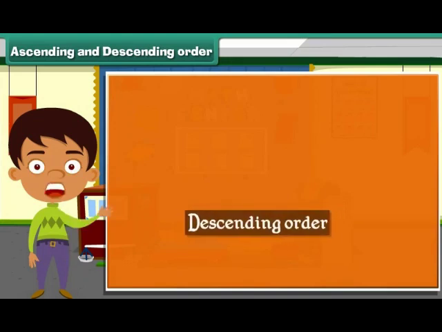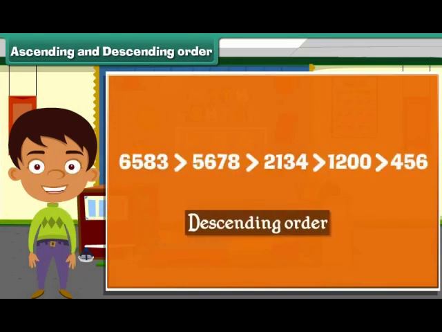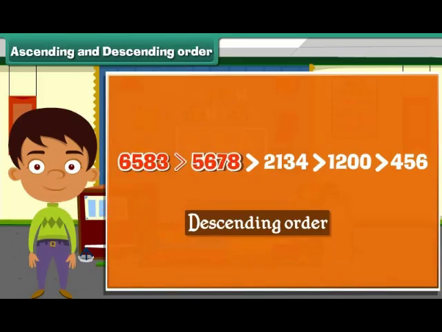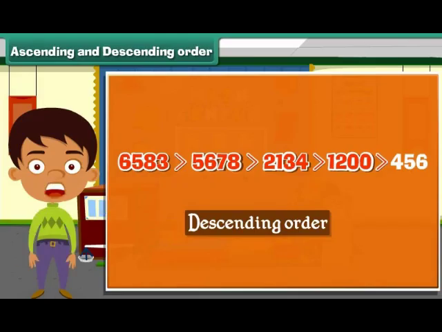Similarly, the descending order of numbers may be denoted by the greater than symbol. For example, 6,583 is greater than 5,678 is greater than 2,134, which is greater than 1,200 is greater than 456.